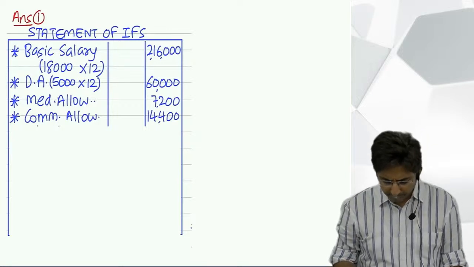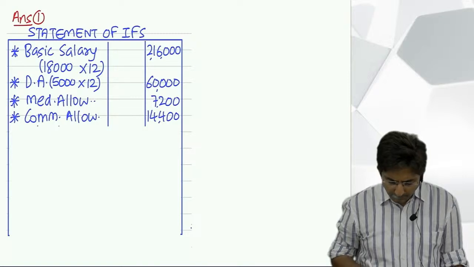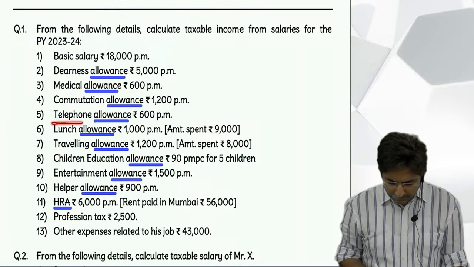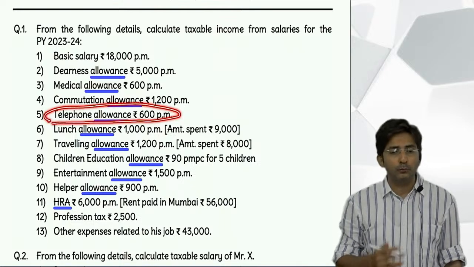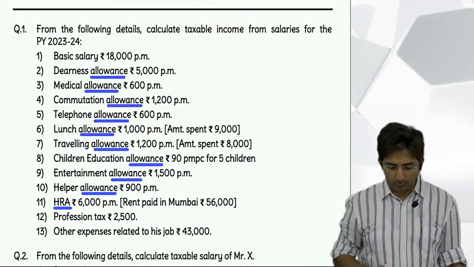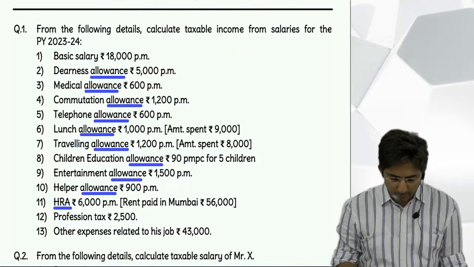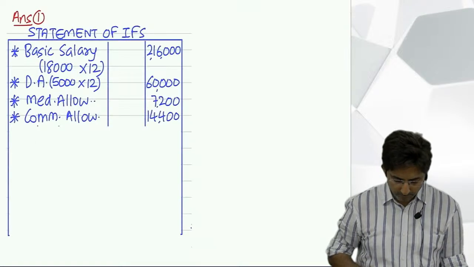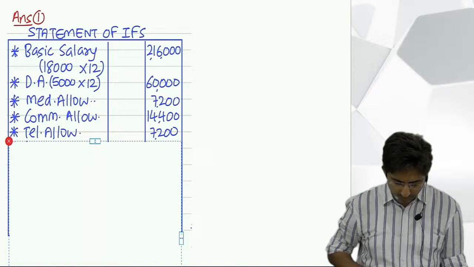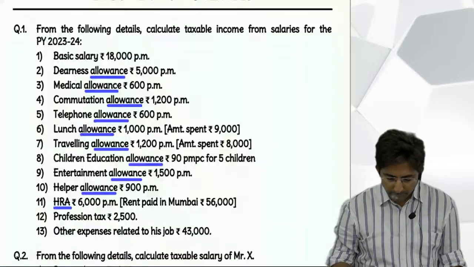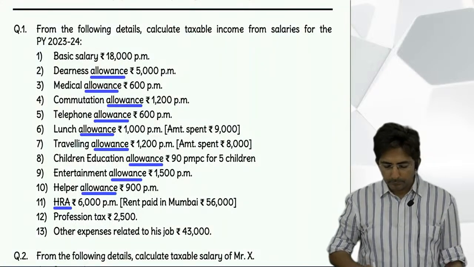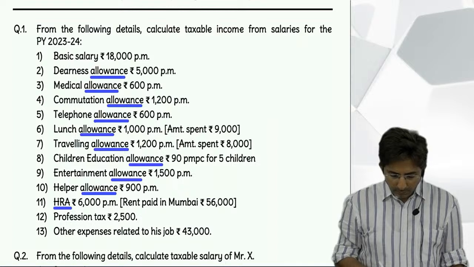Then, telephone allowance, does it come in TC here, TC there? No, it is not there in our keyword, so fully taxable. Directly the outer column. 600 into 12, 7200, correct? Then, lunch allowance.